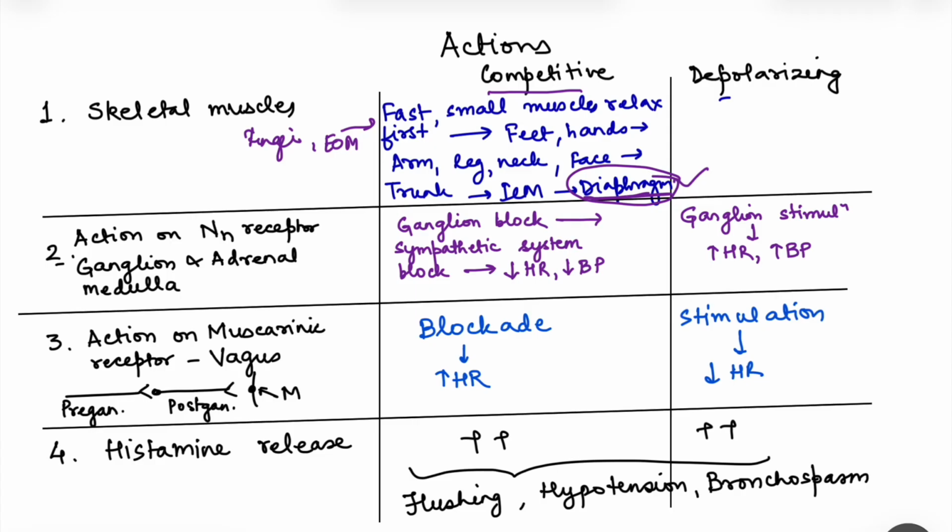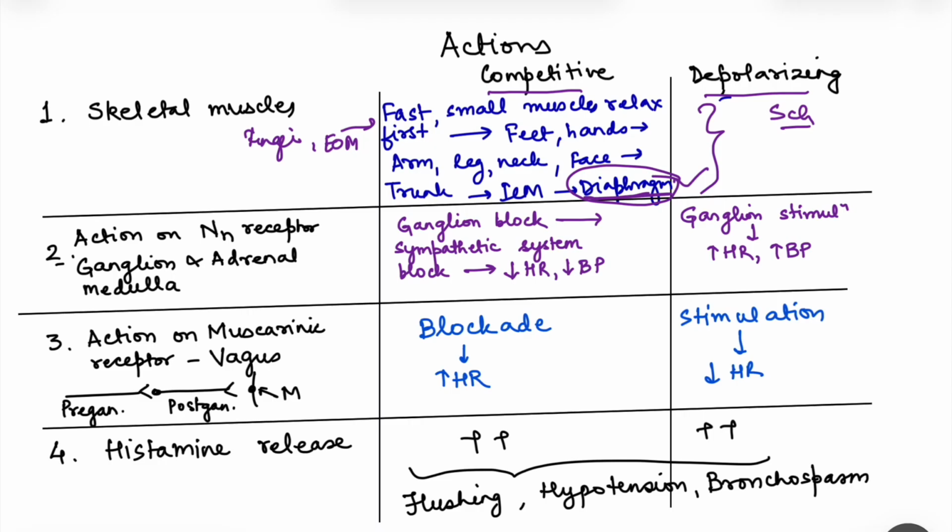Then for depolarizing blockers, yes, the sequence of muscle relaxation is different compared to that of the competitive blockers, but we will not talk about it because with the depolarizing blocker, that is succinylcholine, the action peaks so fast and goes away so fast that there is no point in talking about this relaxation, because it is very difficult to note which muscles are relaxing first and last, right?